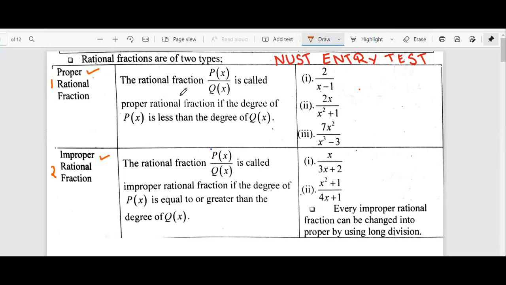The partial fractions p of x by q of x, we can also call it rational, because rational already means fraction. So whenever we're talking about polynomials and fractions of polynomials, we call them partial fractions, right? So a proper partial fraction is of this type. Why? Because degree of the numerator is less than the degree of the denominator.